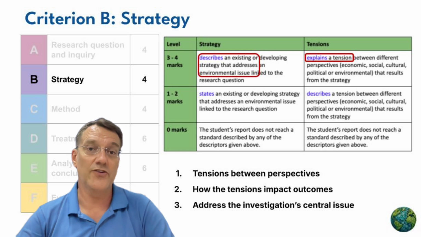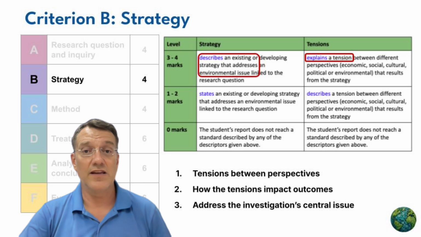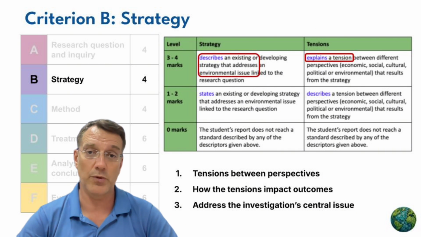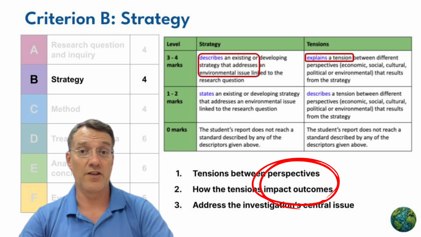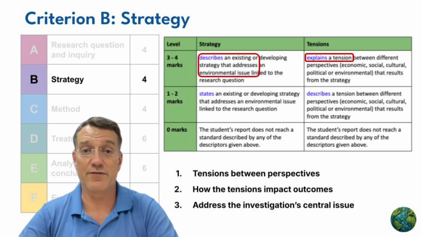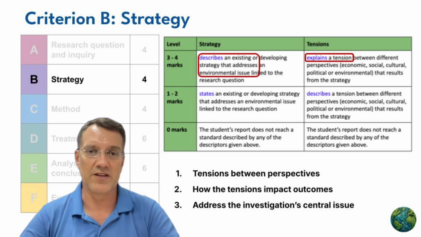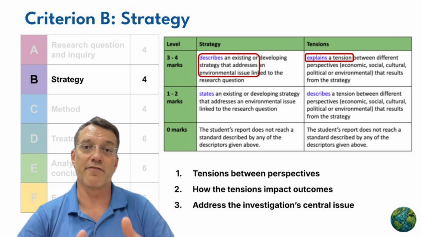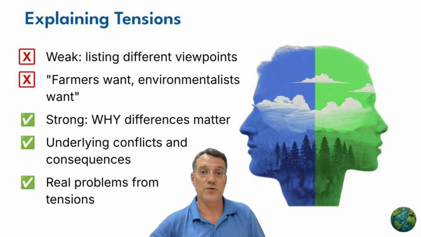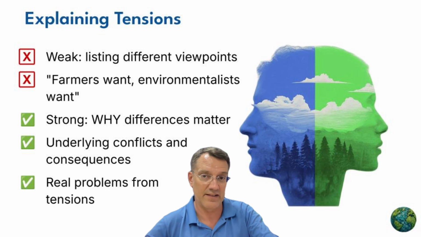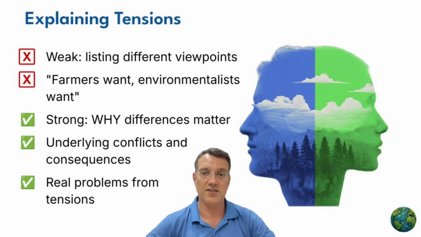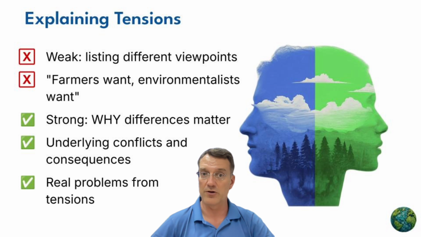When identifying tensions in your IA, you're going to need to show how at least two of these different types of perspectives conflict with each other around the strategy that you've chosen. The tensions should be real and they should be significant, not superficial disagreements, but fundamental differences that affect how the strategy works in practice. There's an important difference between describing tensions and explaining them. Many students lose marks because they only describe what different groups think without explaining why those differences create real problems.